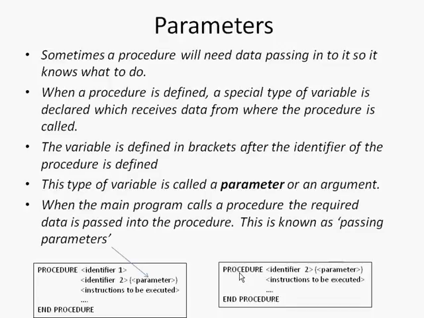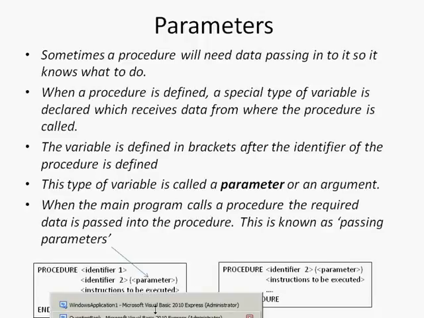So control passes to the other procedure, which receives the parameter from the first procedure and then uses it in its instructions to be executed. Then of course, when this procedure ends, control returns over to here and the main program can continue. So let's think about an example.